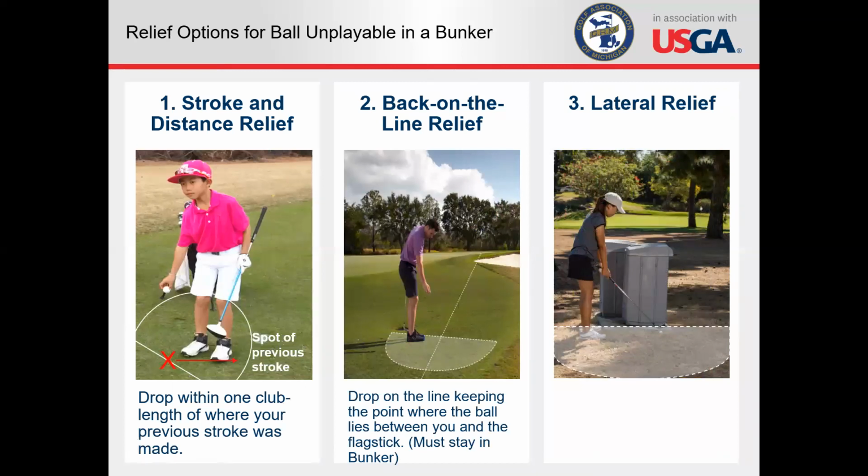And then likewise for lateral relief here, if we're not in the bunker as we're in the picture here, we're just going to take 2 club lengths from where the ball is, no closer to the hole. And that 2 club lengths from either direction, either side of the ball, is going to be our relief area. It's the same thing in the bunker, but if our ball's in the bunker, our relief area is restricted by what is in the bunker.